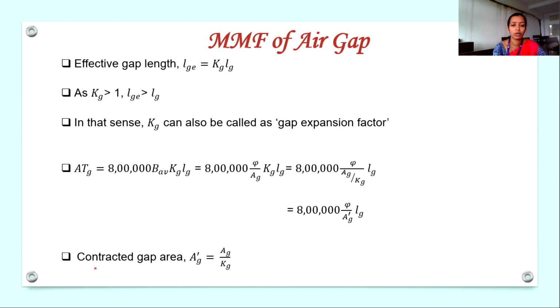Now why is it called the contracted gap area? Because we have substituted Ag dash in terms of Ag divided by kg, and we know that kg is greater than 1. So when we divide Ag by kg, the value that we get, that Ag dash, will be less than Ag. That is why it is called the contracted gap area.